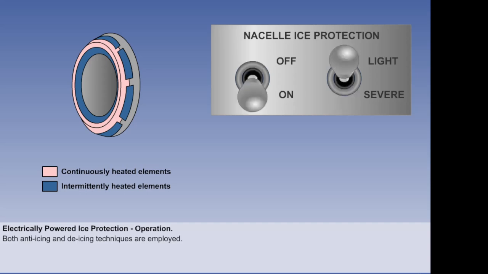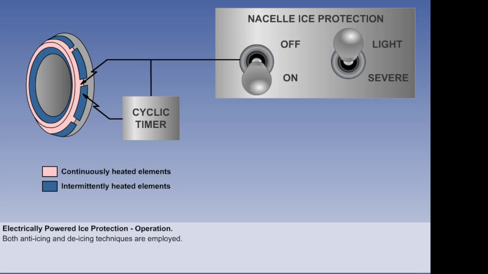When the control switch is placed to on, the power supply is fed directly to the continuously heated elements and via a cyclic time switch unit to the intermittently heated elements. The cyclic time switch unit controls the application of current in selected time sequences, compatible with prevailing outside air temperature conditions and the severity of the icing. In this example, the output of the time switch can be changed by selecting either light or severe icing conditions.